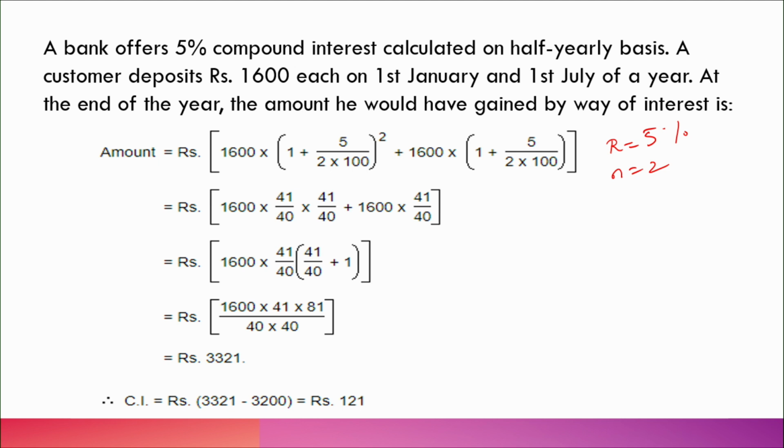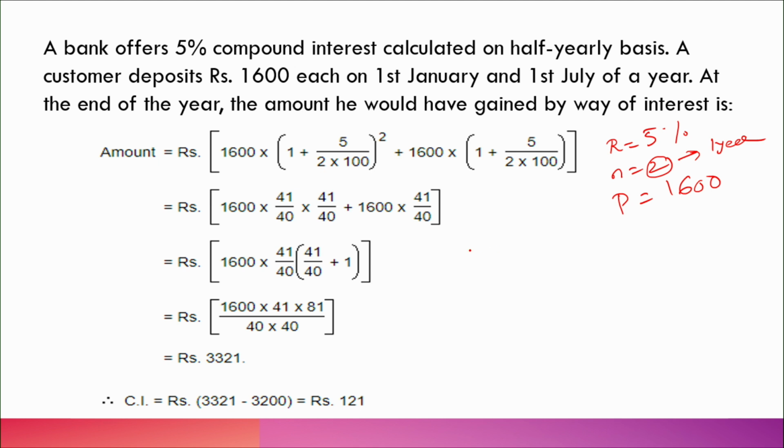What is the amount gained by that person who is investing 1600 rupees on the 1st January and 1600 rupees on the 1st July? After the completion of the year, how much interest will he gain? Okay. So, the value given here is P is 1600, it is clearly given, correct, and the rate of interest is given as 5, correct. Okay. So, we will say n equal to 1 year, correct. So, we will first take it as 1 year, then you will convert it. Okay.